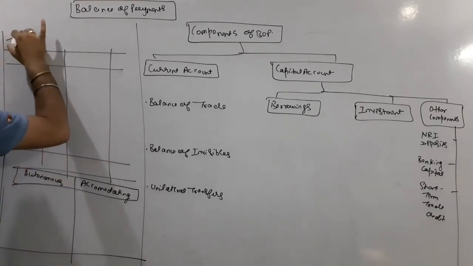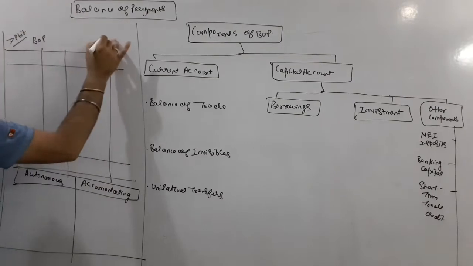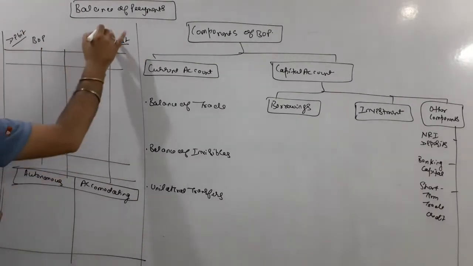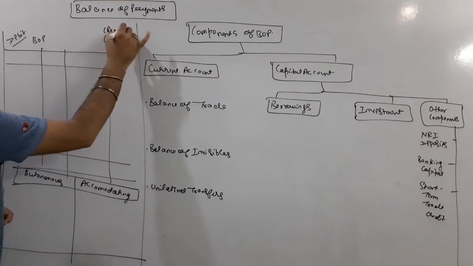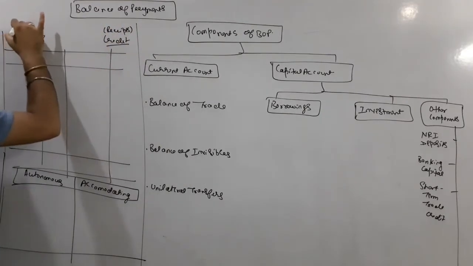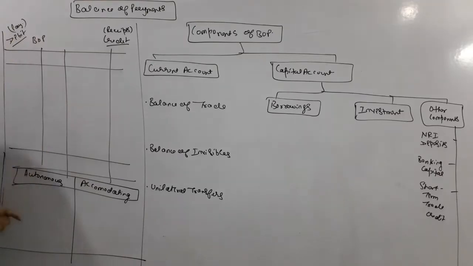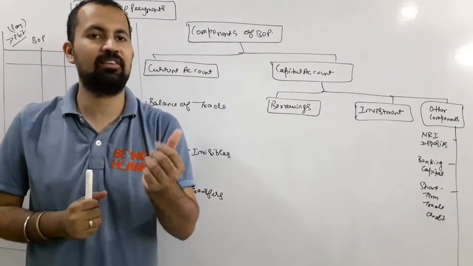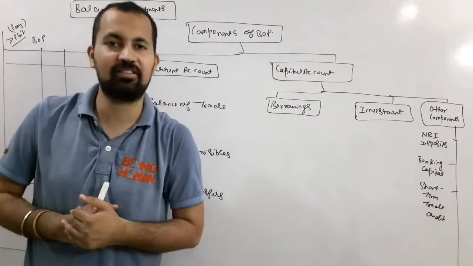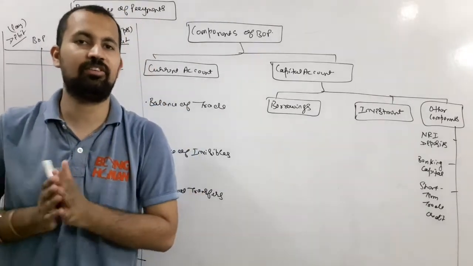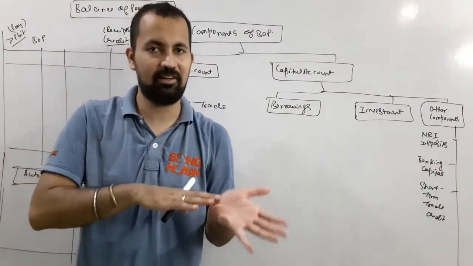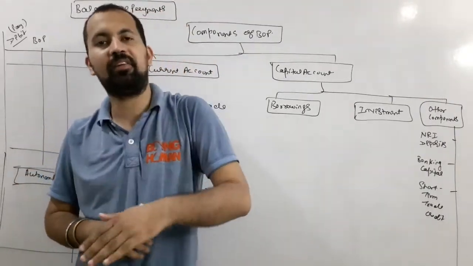Double entry book system means it has two sides, one is debit side, one is credit side. So what does it mean? All receipts come under the head credit side and all payments come under the head debit side. It is a statement of accounts that shows economic transactions, meaning transactions related to finance, of a country with the rest of the world.